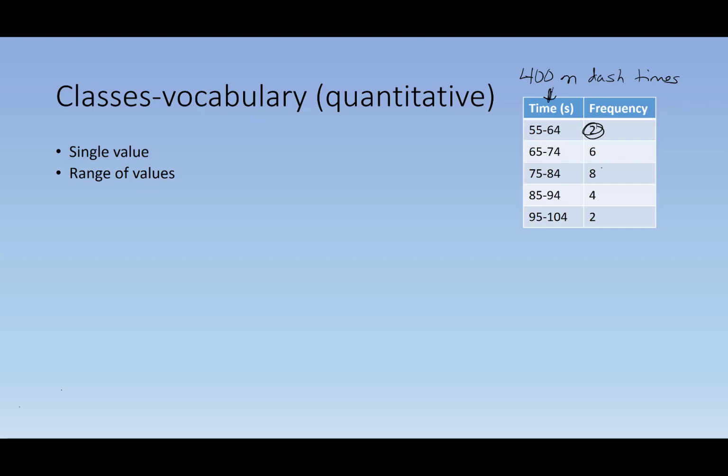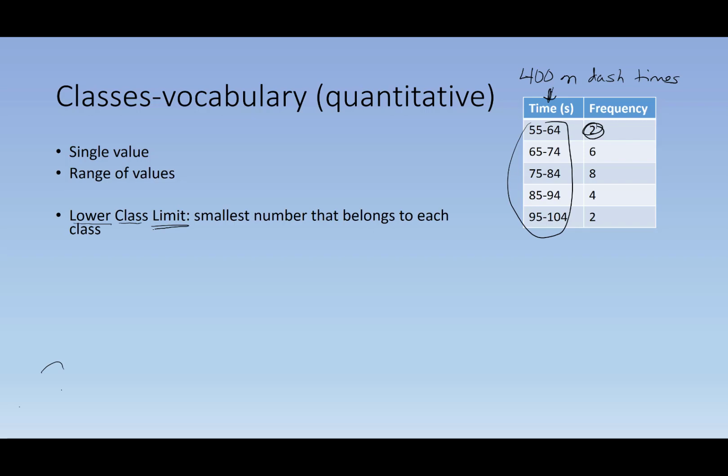When we have this type of table, we have some other vocabulary that goes along with it. Sometimes we might need to know what the lower class limit is. And for the lower class limit, if we think of the terms in there, lower means smallest, and class, we're talking about our different categories over here. We can call them classes. And limit tells us that we're looking at the endpoint. So we're looking at the lowest limit for a particular class.